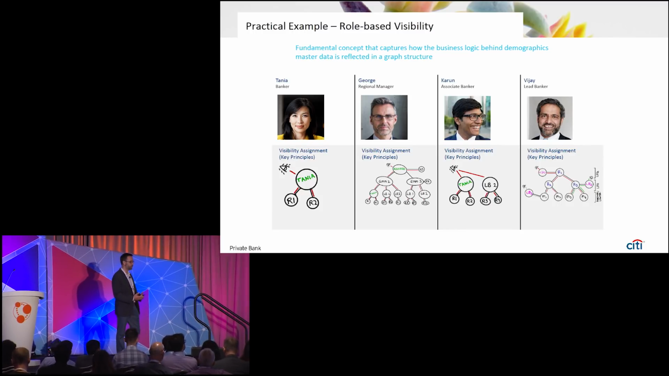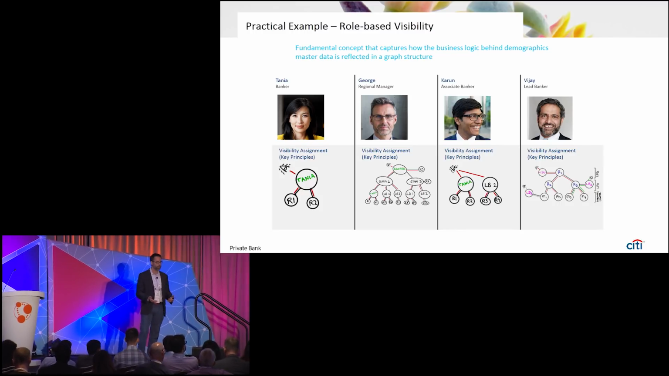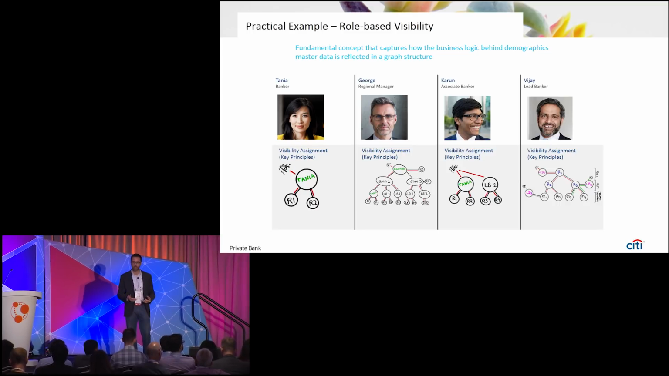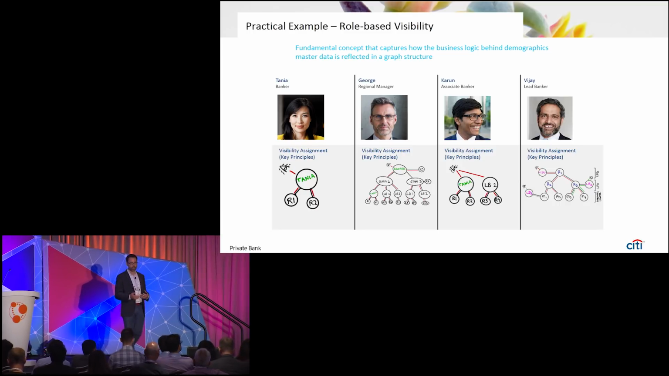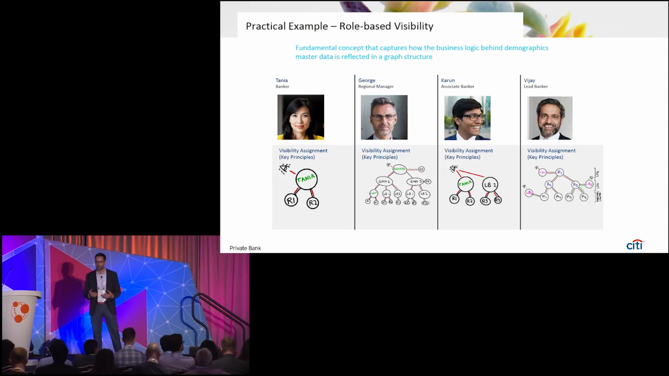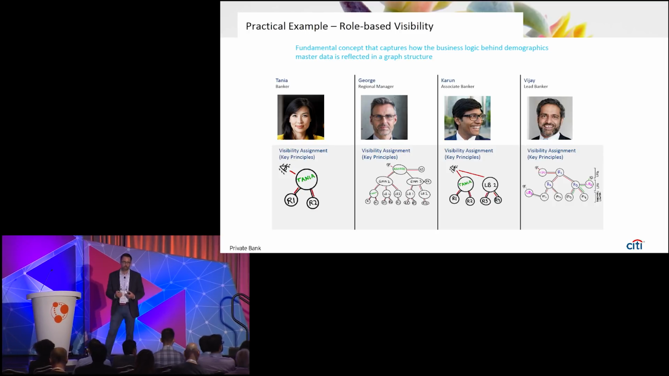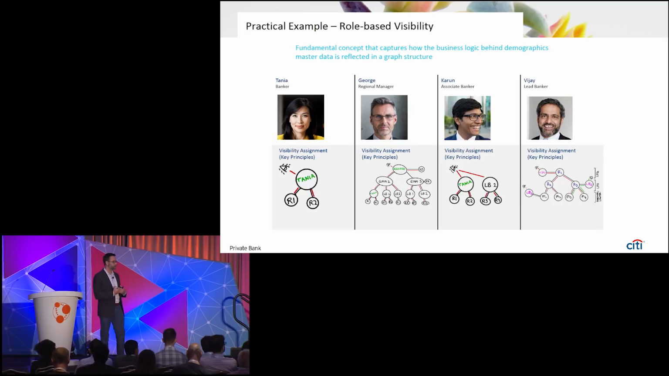A prime example is a concept called visibility. If you've been in a wealth management firm or a private bank, you might have heard this term. It's actually not that uncommon. Visibility, as a concept, is ultimately: what is the scope of clients and accounts and other data in which I should have interest? It's almost a superset of entitlements.